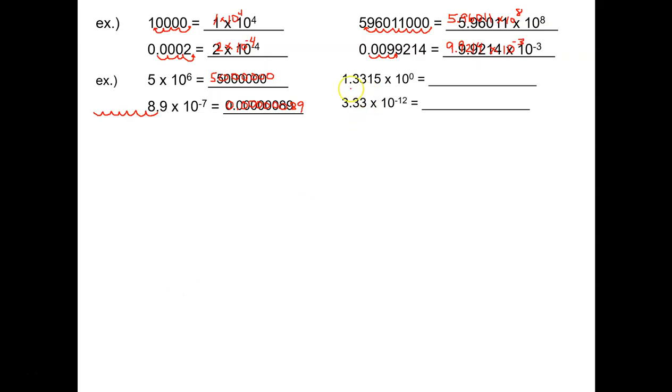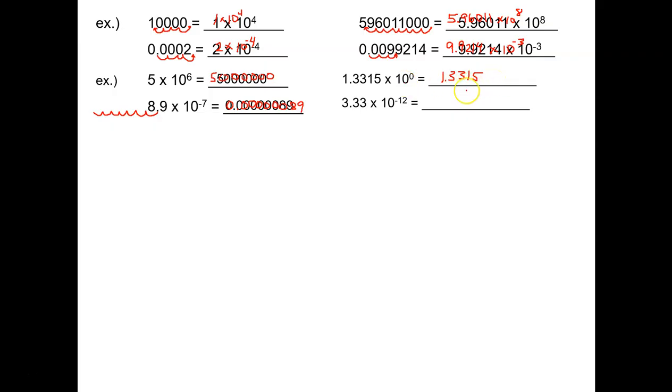Okay, so we've got 1.3315 times 10 to the 0. Well, 0 means 0 places you're moving the decimal point. So this is 1.3315. No movement necessary. That's just the number it is. The other way you can remember this is that you know that anything to the 0 power is 1. So 10 to the 0 power is just 1. So 1.3315 times 1 is just 1.3315.